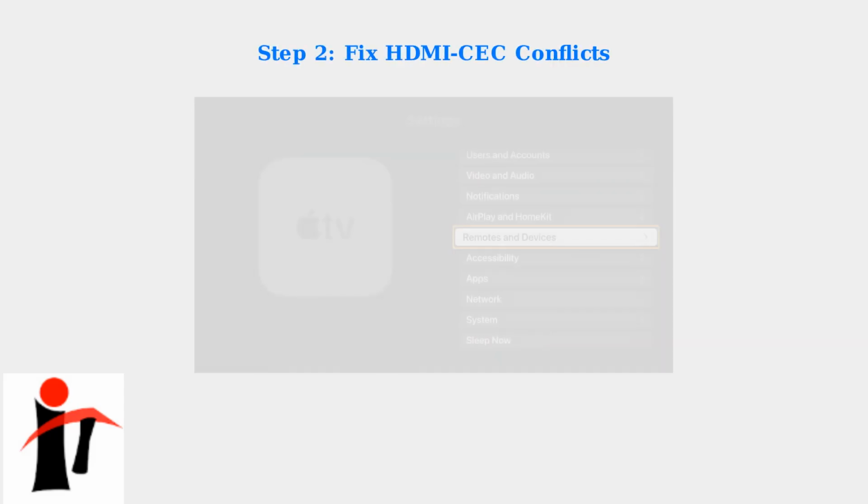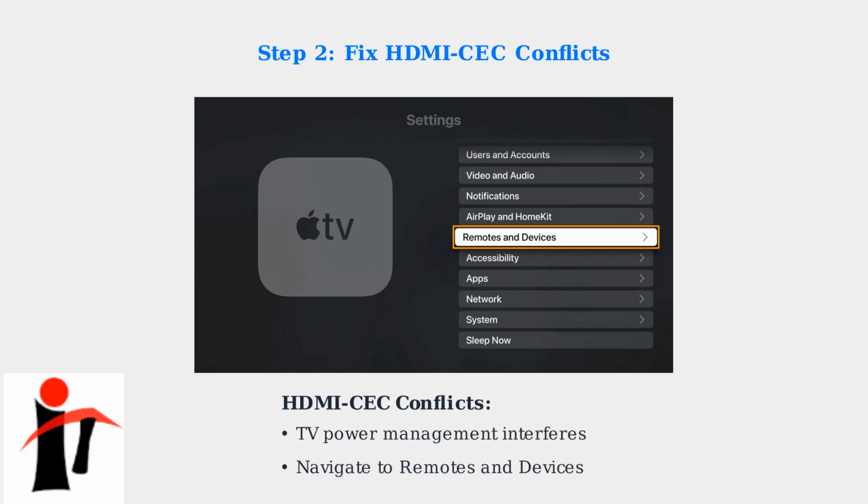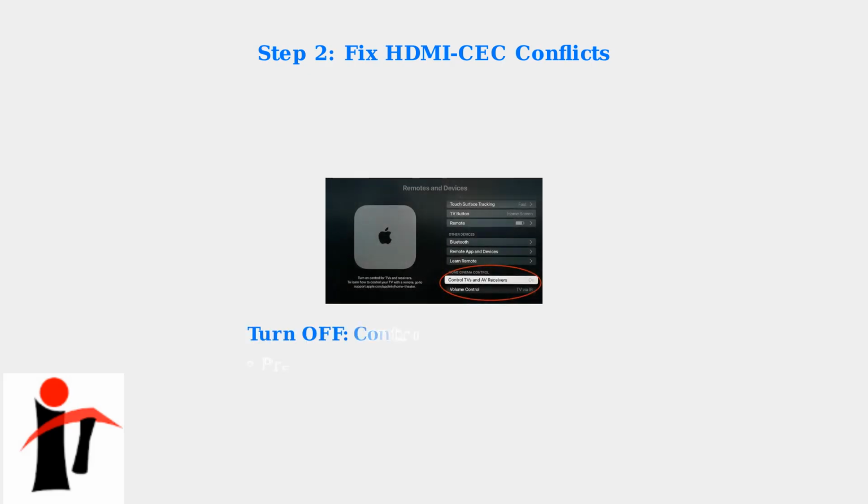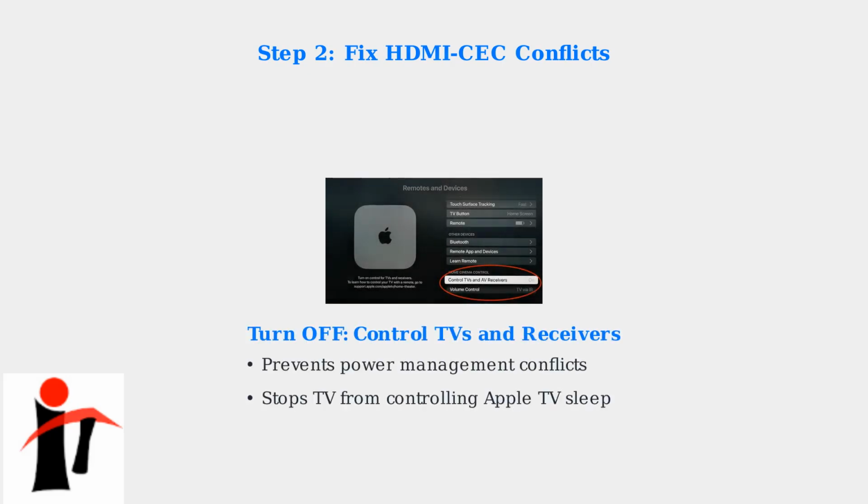Another potential cause is HDMI CEC conflicts, where your TV's power management interferes with the Apple TV. To resolve this, navigate to Settings, then Remotes and Devices. In the Remotes and Devices menu, find Control TVs and Receivers and turn it off. This prevents your TV's power management from interfering with your Apple TV's sleep behavior.